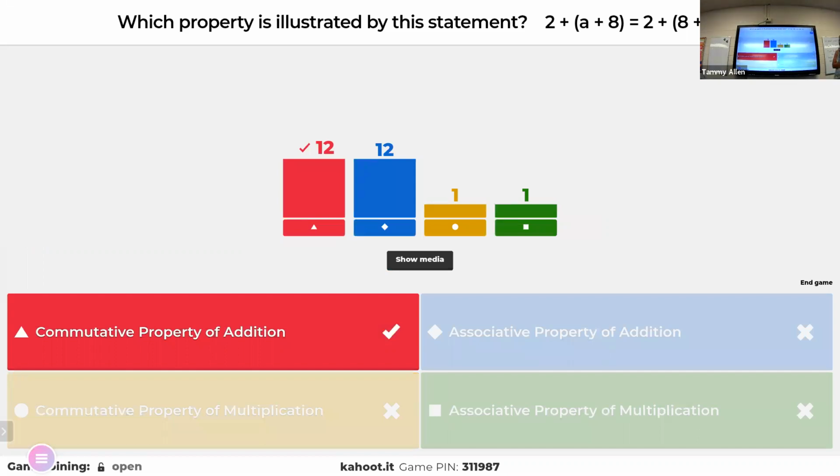Oh, darn. What happened here? They switched the A and the A around. Switching the order is the commutative property of addition. They didn't change what they grouped together. They still had the A and the A grouped together, didn't they? They just changed the order. So it's the commutative property of addition.